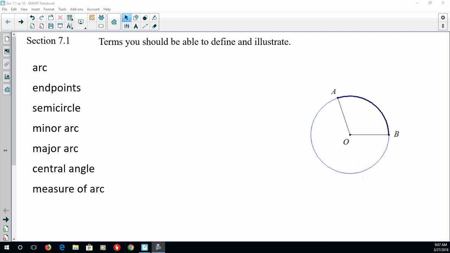We start section 7.1 with a great big list of terms. Now, most of these are terms that you should already know, or at least they'll be very easy for you to learn. Okay, an arc, well, let me see.